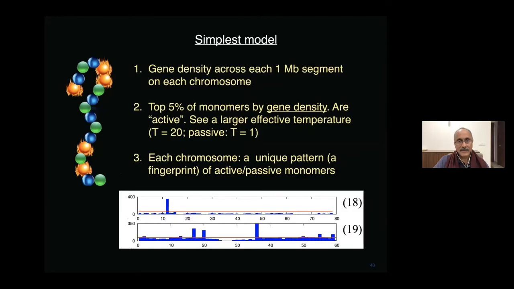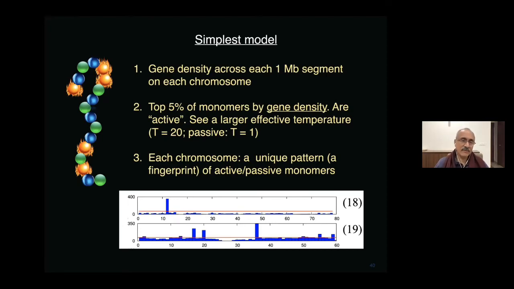Okay. So the simplest model is just look at the gene density across each 1 MB segment on each chromosome. Because you know the human genome, you know exactly what this number is. Let's just set a cutoff arbitrarily. Let's take the top 5% of monomers by their gene density. Let's call them active monomers because they have a high gene density. Let's say that these active monomers, these top 5% of the total number of monomers, see a larger effective temperature.